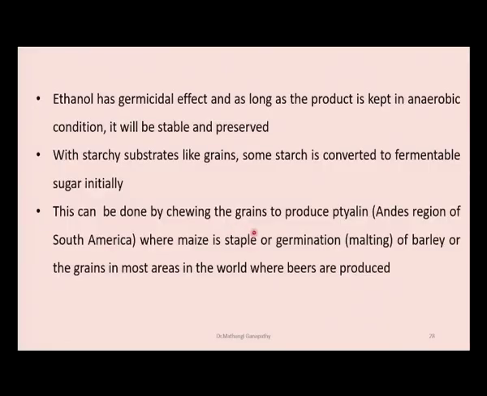With starchy substrates like grains, some of the starch initially gets converted into fermentable sugar. For this, in many cases in traditional food, the grains are chewed first. So, this produces what we call ptyalin. This happens in the Andes region of South America. They chew the maize so that it produces ptyalin, and then it gets fermented, or even malting, which we use in barley, or in most of the cases with the grains where we have production of beer from grains.